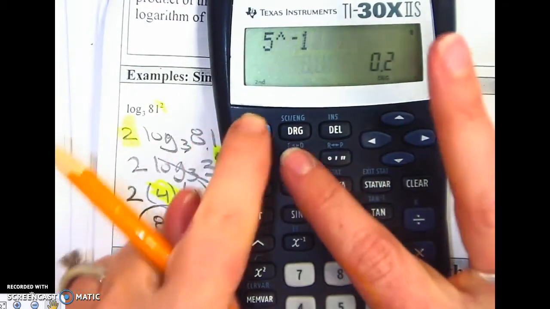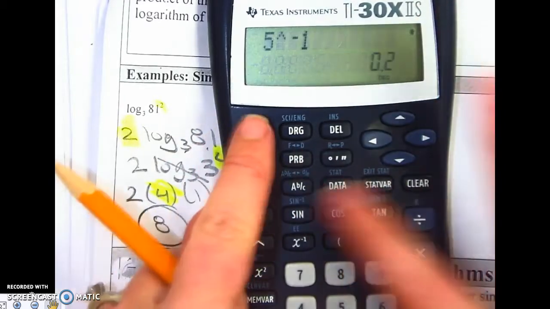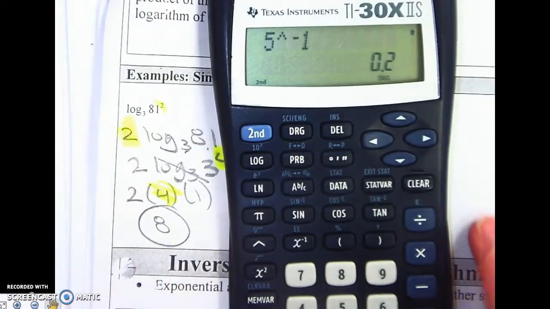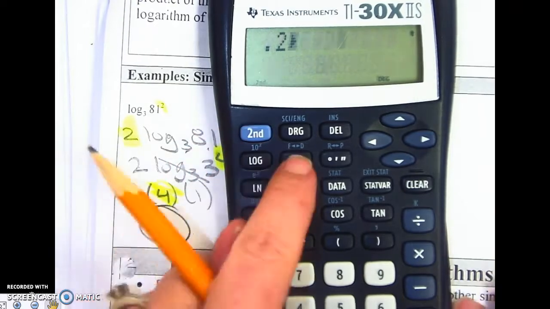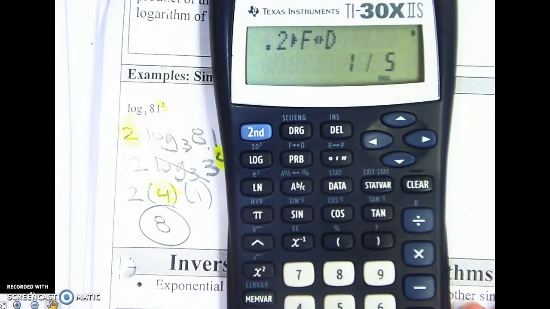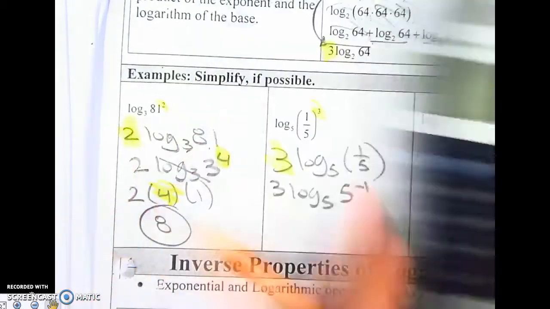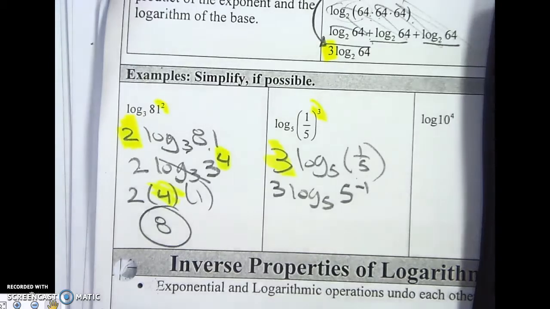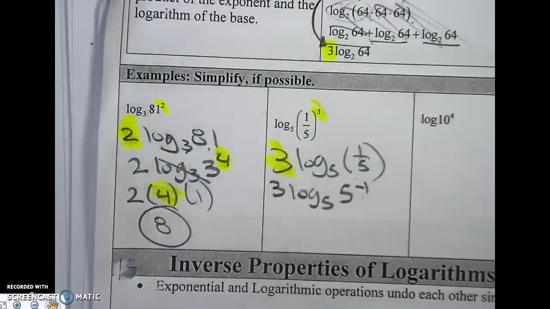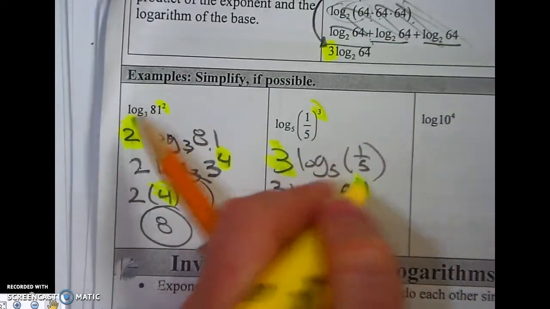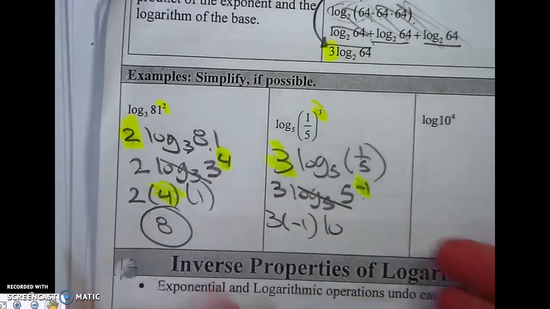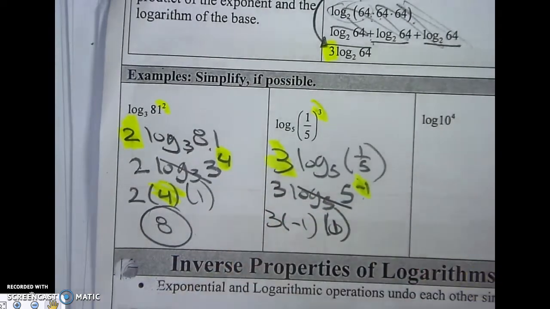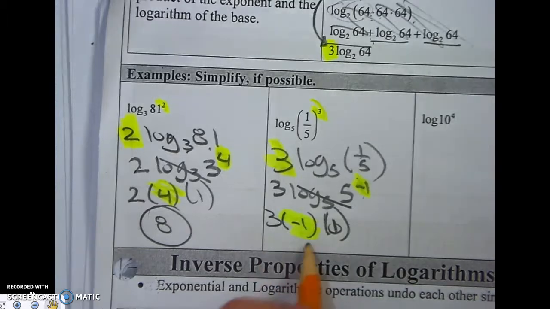Now if I go second PRB, sometimes it works and sometimes it doesn't. It's super annoying. Okay, let's try this. 0.2, second PRB. It tells me 1/5. And there you go. There's my 1/5. So now I know 5 to the -1 works. Take the little exponent, make it big. Oops, I don't need to write that because log base 5 of 5 is 1. And then this is -3.